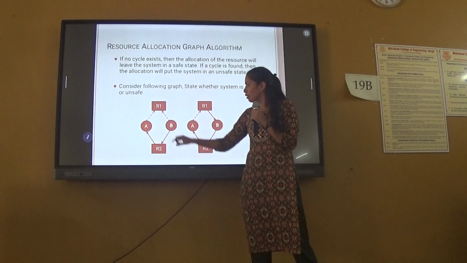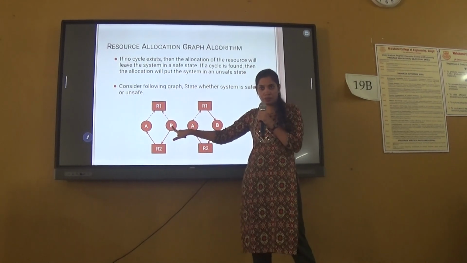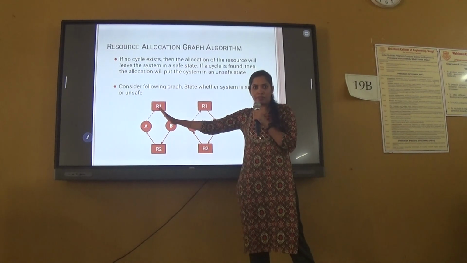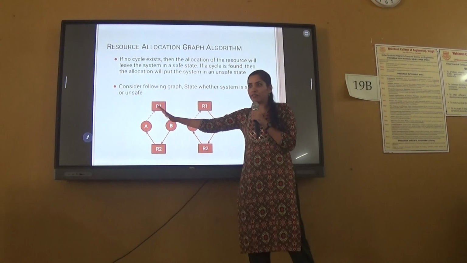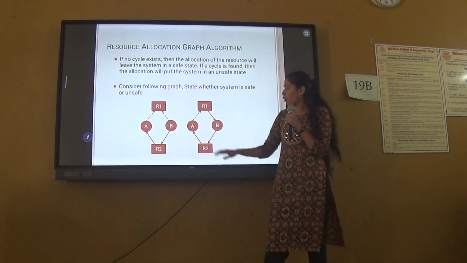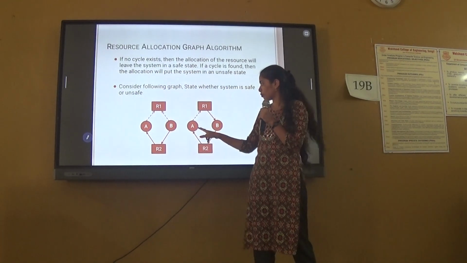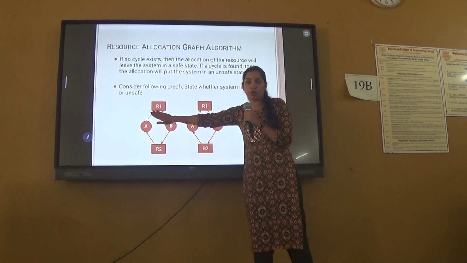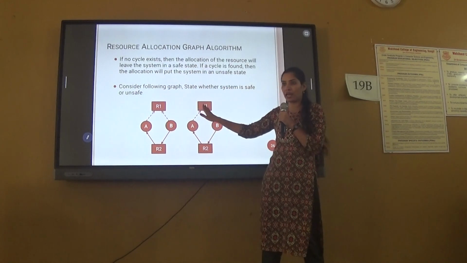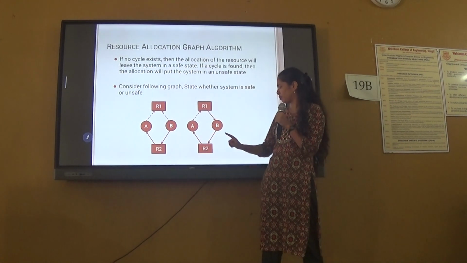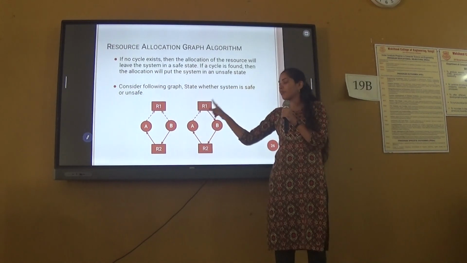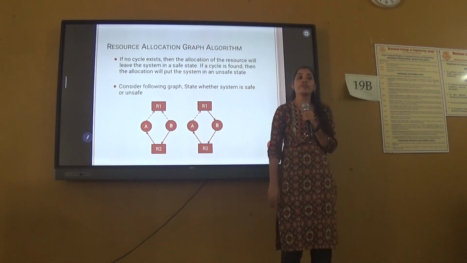Okay, now let's say B got the first request, so this claim edge is converted into the request edge, and the request edge gets converted into the assignment edge. Isn't it? Now let's say A is holding R2, B is holding R1, and B is waiting for R2. Now A requests R1. Now I can't simply allow the request for R1.